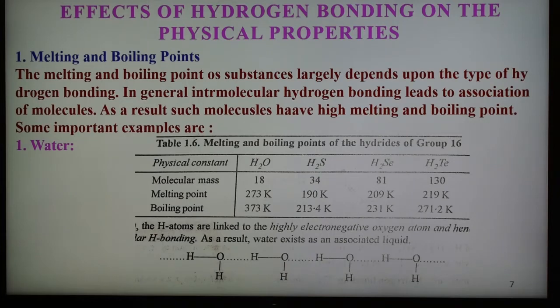An important example is water. Among the hydrides of group number 16 of the periodic table, water has the lowest molecular mass but still has the highest melting point and boiling point. Water is a liquid at room temperature, while all other hydrides like H2S, H2Se, H2Te of this group are gases. Some examples are shown here.